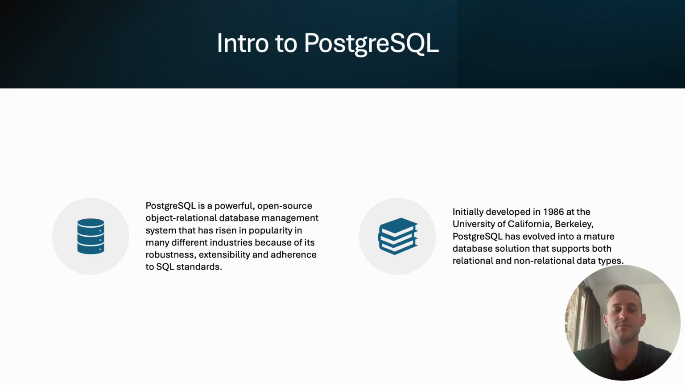Alright, so the intro to PostgreSQL. PostgreSQL is a powerful open source object relational database management system that has risen in popularity in many different industries because of its robustness, extensibility, and adherence to SQL standards. It was initially developed in 1986 at the University of California, Berkeley. PostgreSQL has evolved into a mature database solution that supports both relational and non-relational data types.